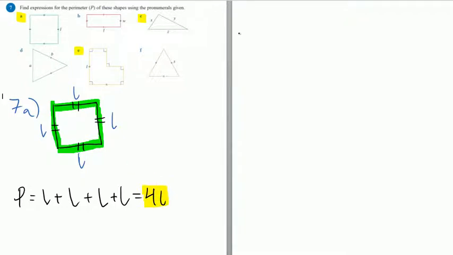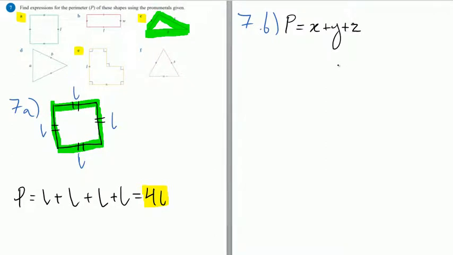For the next one, what we have is a triangle with sides X, Y, and Z. So straight away we can write down that the perimeter P equals X plus Y plus Z, right? Those three sides that we walk along. Now, from algebra, hopefully you remember that we can only add like terms. None of these letters are alike, so we can't add them together, we can't simplify. So in fact, that's our answer.